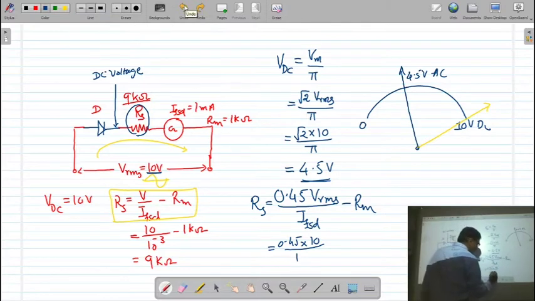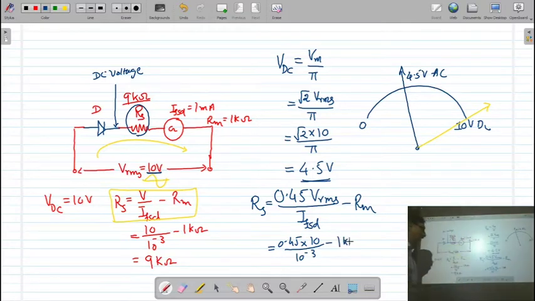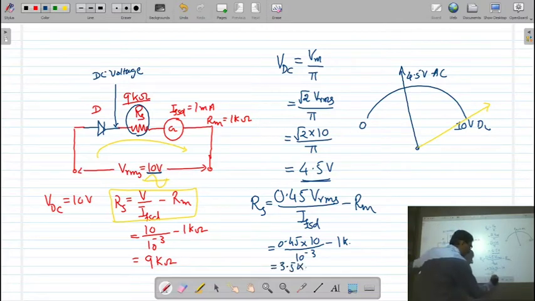Into divided by 1 milliampere means 10 raised to minus 3, minus 1 kilo ohm, and here your answer will come out to be about 4.5 kilo ohm. Okay? So this is 10 raised to minus 3, so it is 4.5 kilo ohm minus 1, so it was 3.5 kilo ohm.